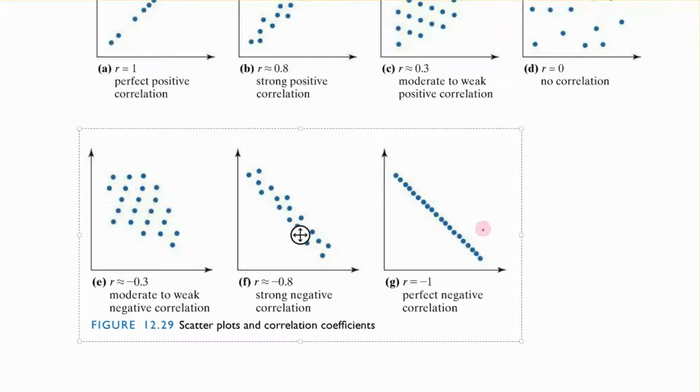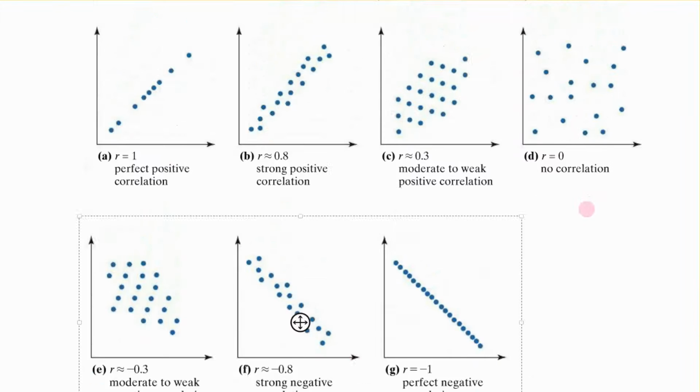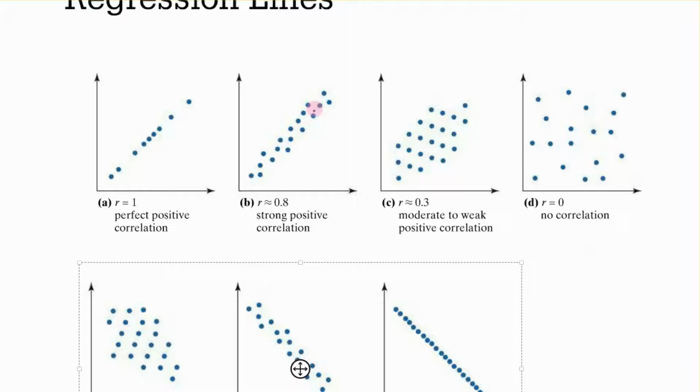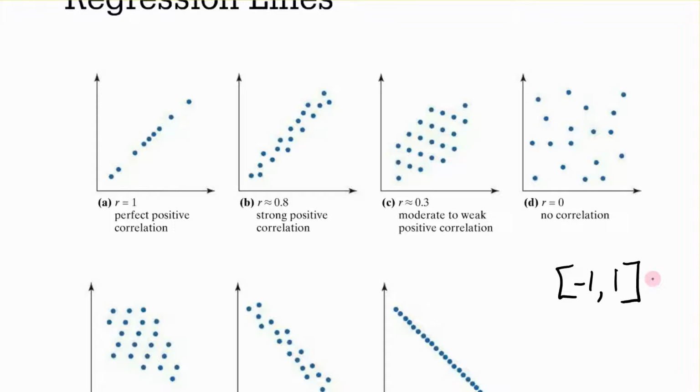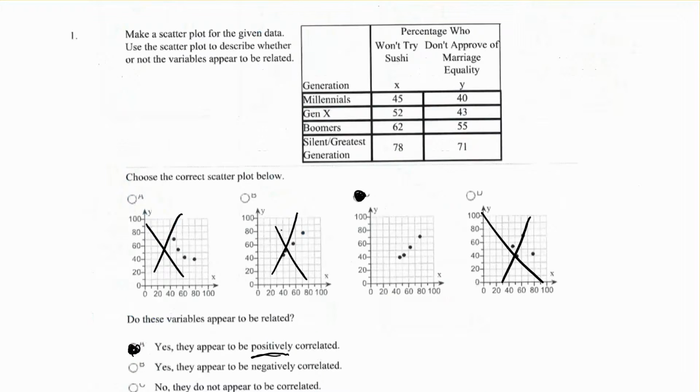All right, as you get closer towards 0, let's look at the positives. If it's about 0.8, it's positive, it's strong. 0.3, weak. No correlation is 0. So the value of R is going to be between -1 and 1. It's going to be between those. R is -1 if it's a perfect negative correlation. It's +1 if it's a perfect positive correlation. 0 if there's no correlation at all.